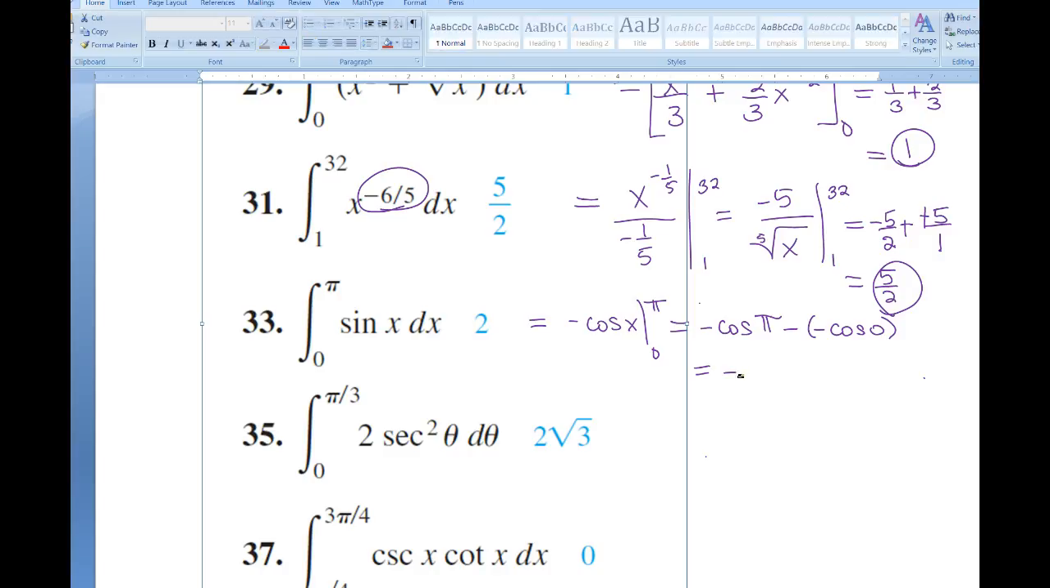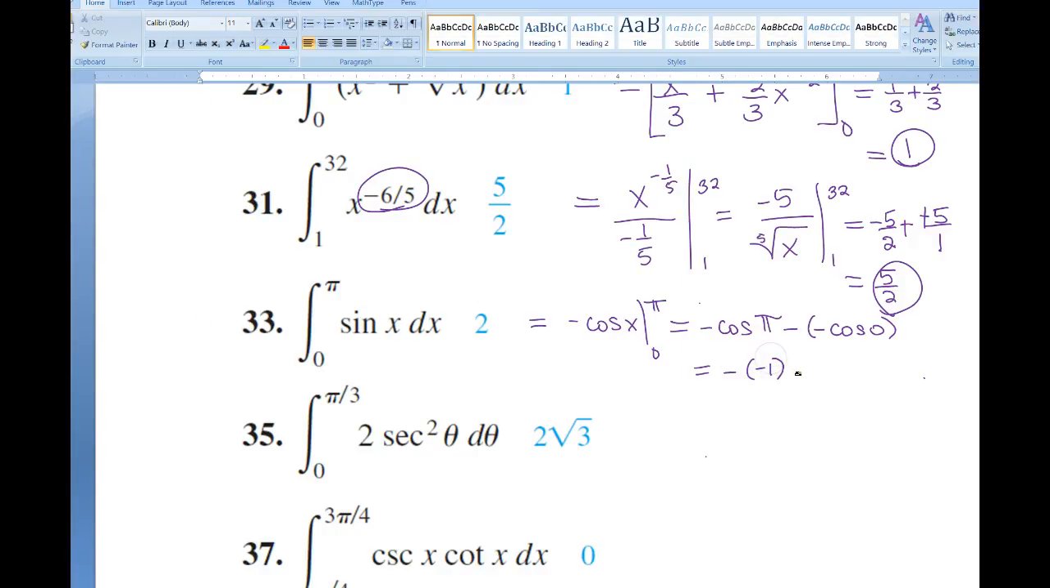We have 1, we have 1, positive 1. Good. So this is negative 1. And then this becomes plus. Well, remember, cosine of pi is negative 1, and cosine of 0 is positive 1. So when you plug in, you end up with a positive 1 plus a 1, which gives us 2.